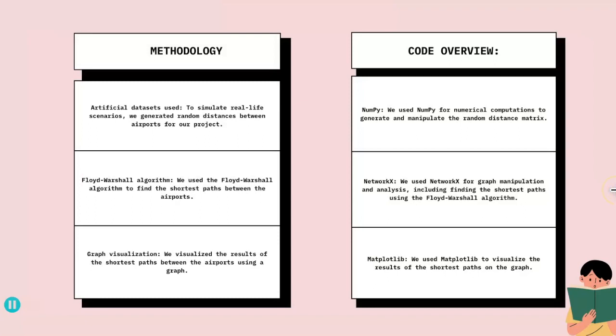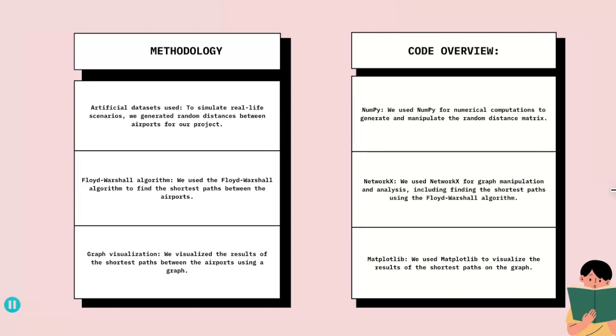So the methodology of our project is as follows. We use artificial data sets to simulate real-life scenarios. We generated random distances between airports for our project. We use the Floyd-Warshall algorithm to find the shortest path between the airports. We also utilized graph visualizations to show the results of the shortest path between the airports using a graph.